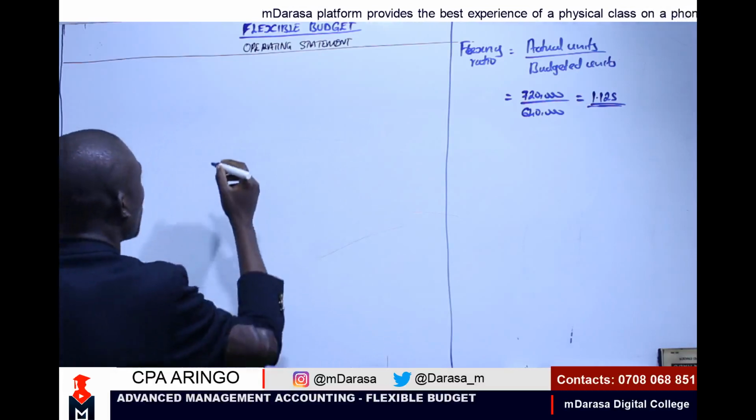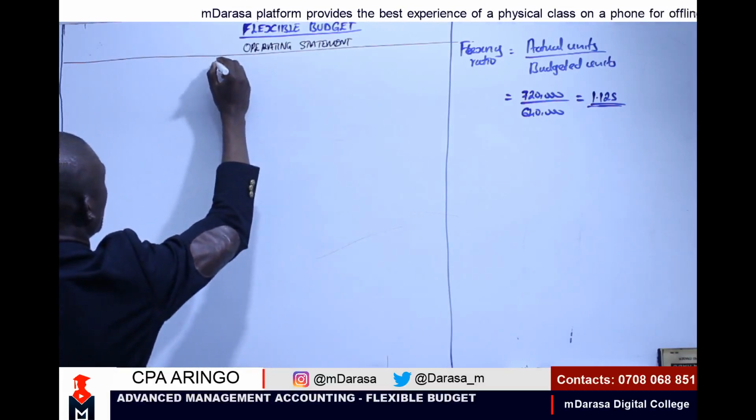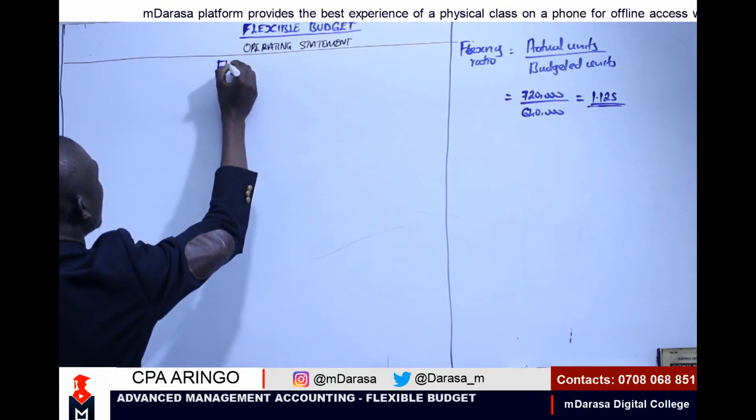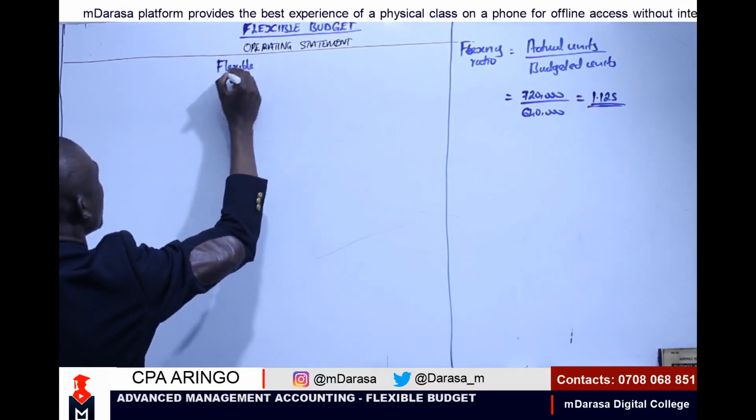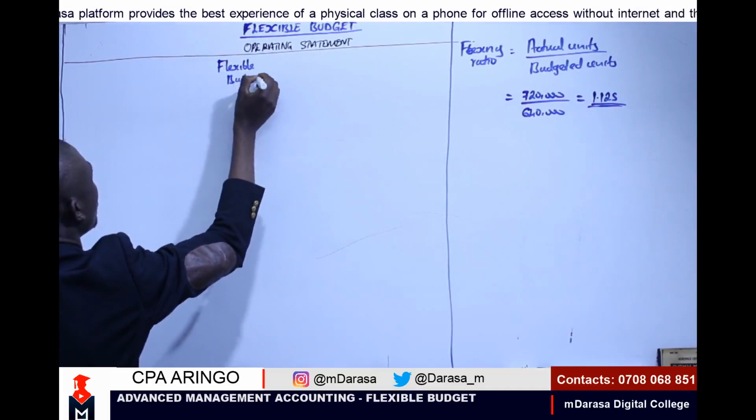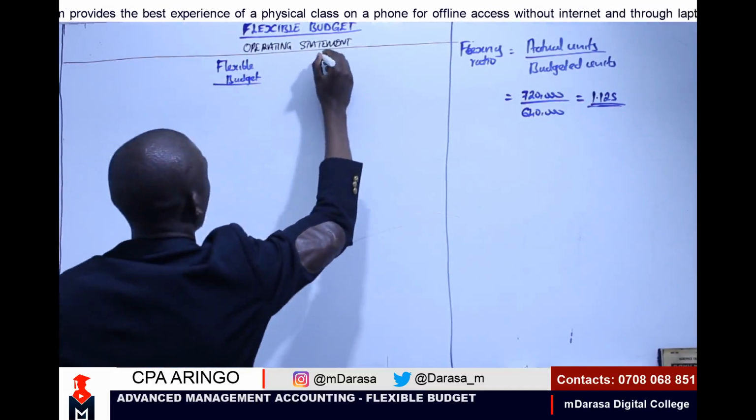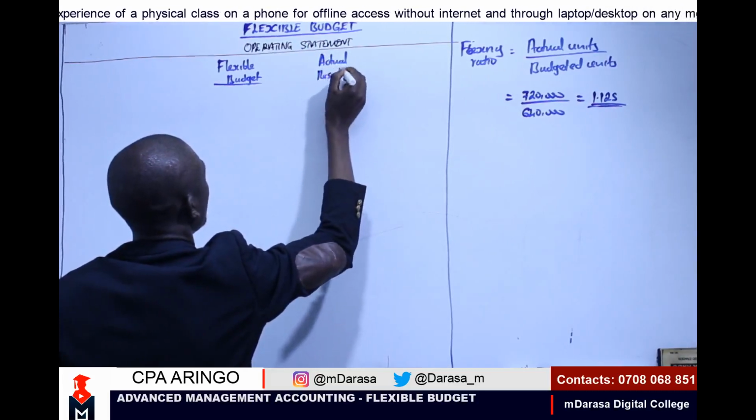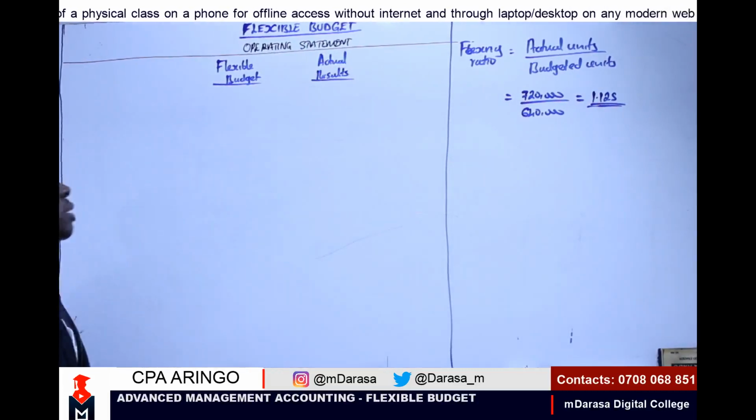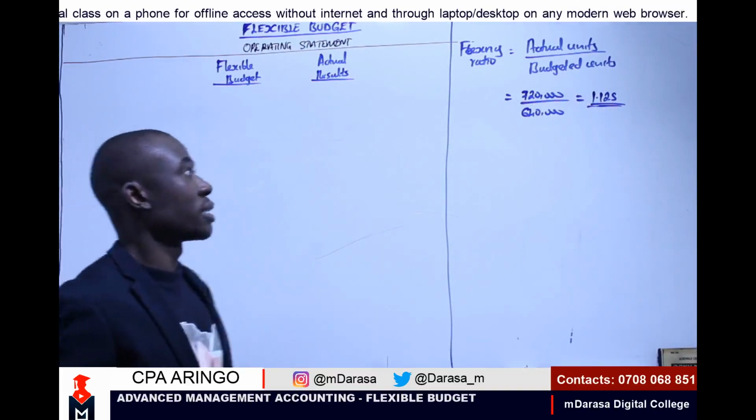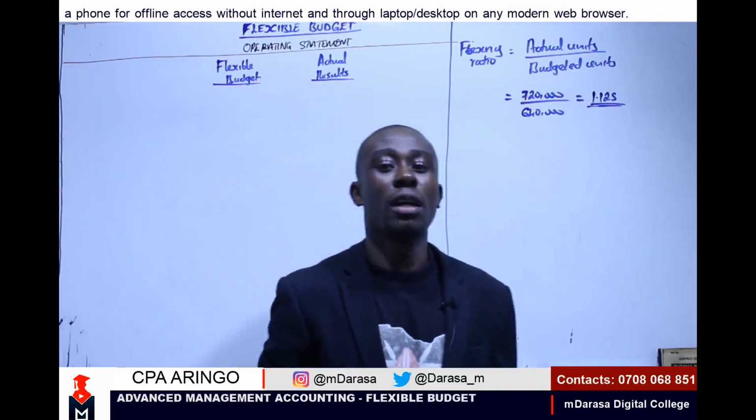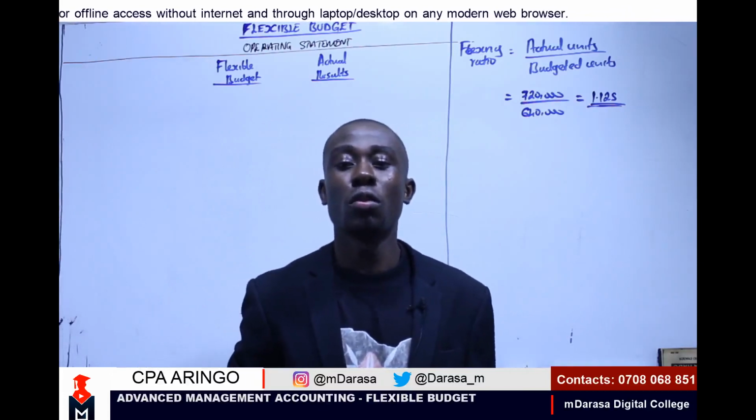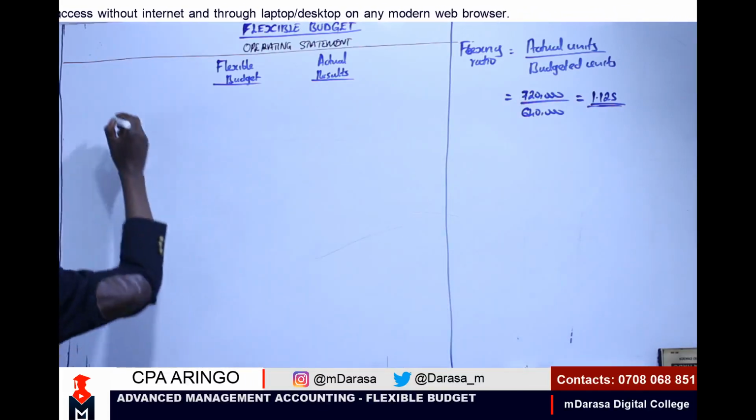Remember the concept of flexible budget. So in our case, we are going to talk of our flexible budget here, and we are going to talk of our actual results. In redrafting the operating statement, of course, first thing first, we should be talking of sales. So I'm having our sales figure here.